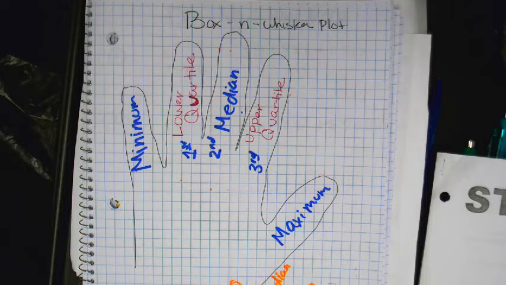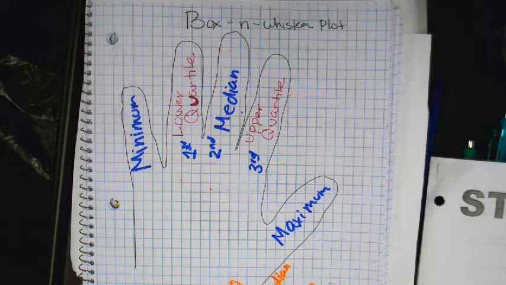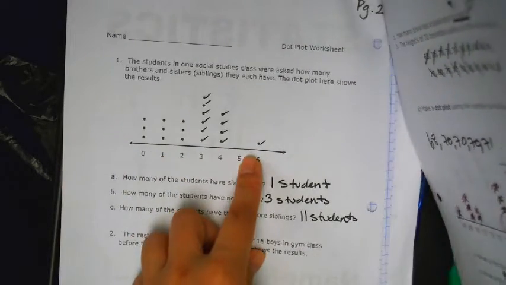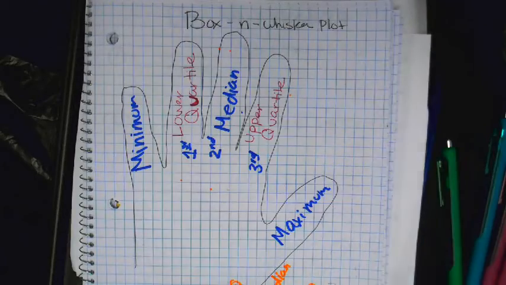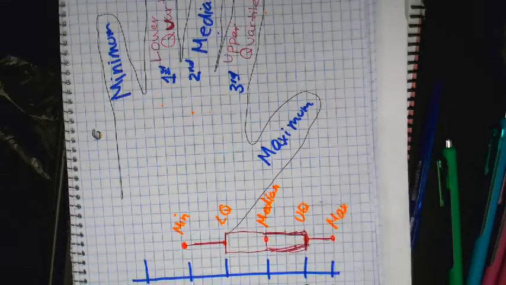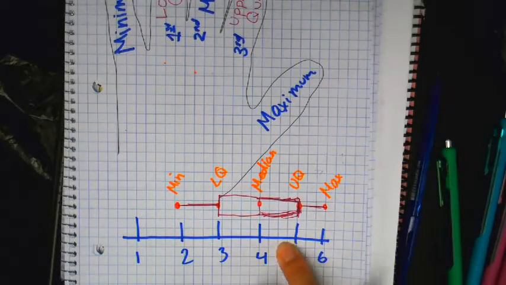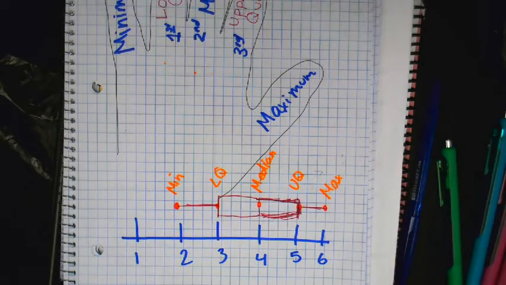This is another way of showing data. On Monday, we learned about a dot plot. This is one way of showing data. A box and whisker plot, which looks like this at the bottom, is also a way to show data.